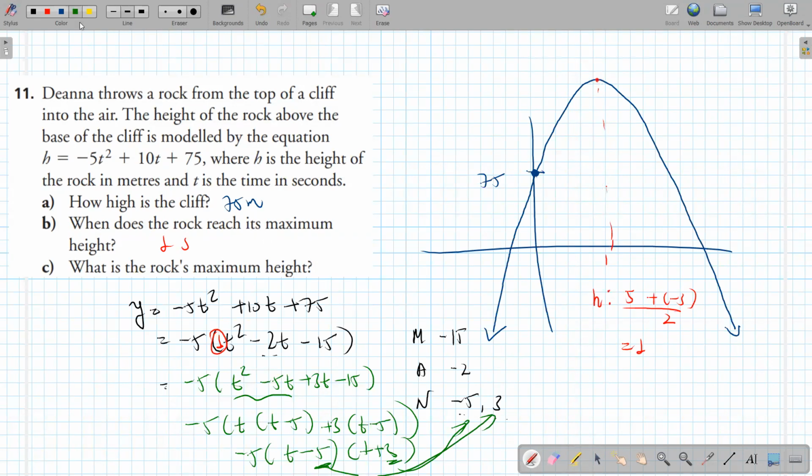How do you find the answer to part C? You plug h into the equation. Right. So you plug 1 into the equation and it becomes negative 5 plus 10 plus 75, which is 80 meters. So that's the answer to part C. The maximum height is 80 meters.